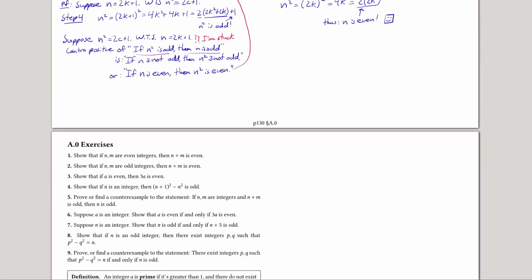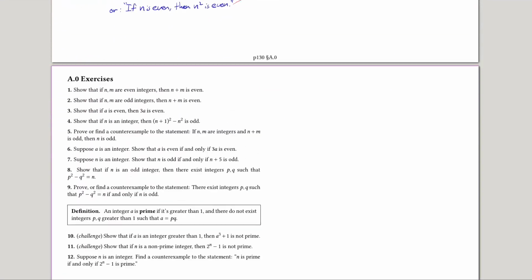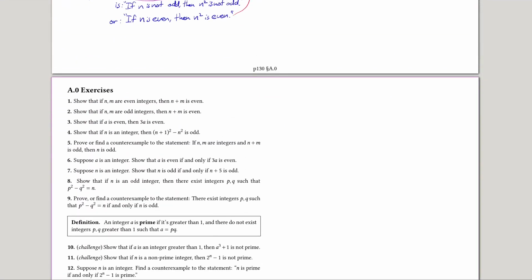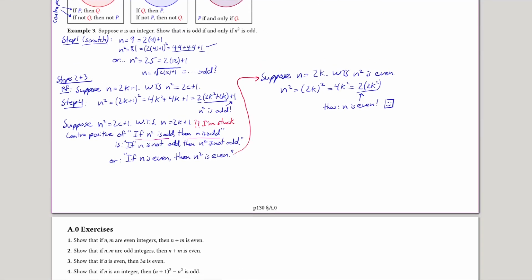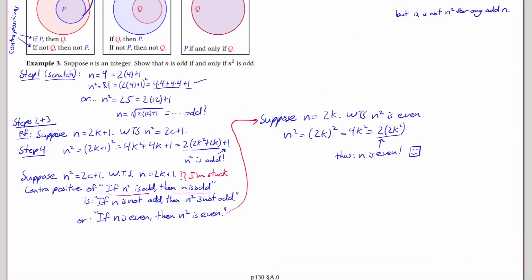Cool beans. We got some practice exercises. It's not a lot of it, just to get an idea of how to get started with a proof when you're stuck. Anyways, good luck with that, and I will see you later.